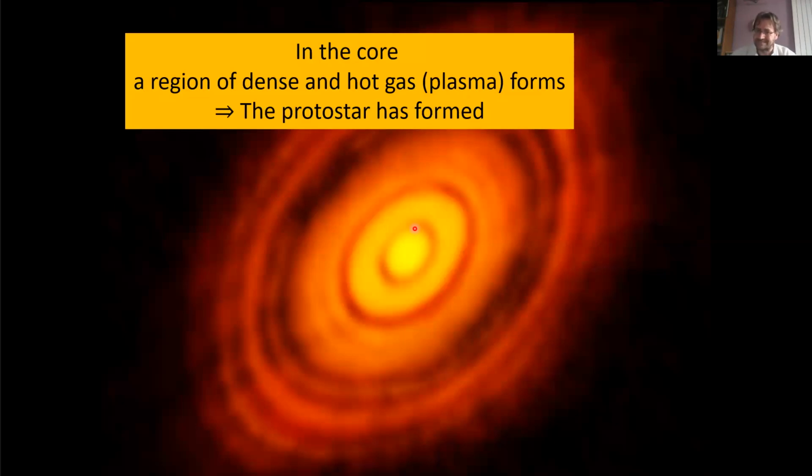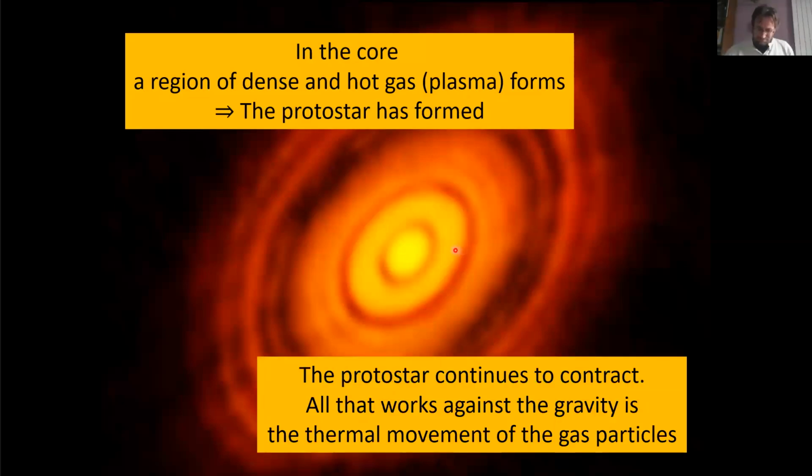But what works against a complete collapse is the angular momentum conservation that builds up this disk. And of course, the thermal movement is important. Otherwise, the star would immediately collapse, and the gas molecules would come closer and closer and closer until we might overcome a certain limit and form a black hole directly. So we have this contraction, but now what's going on there?